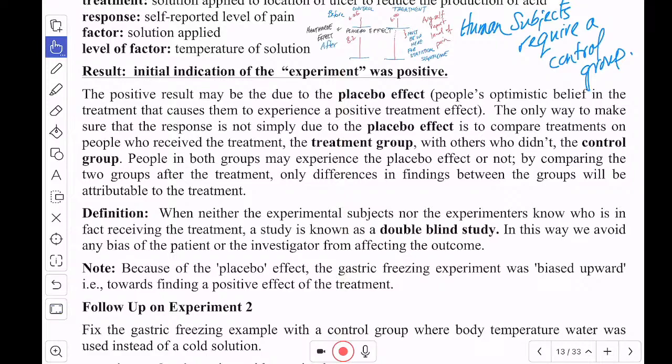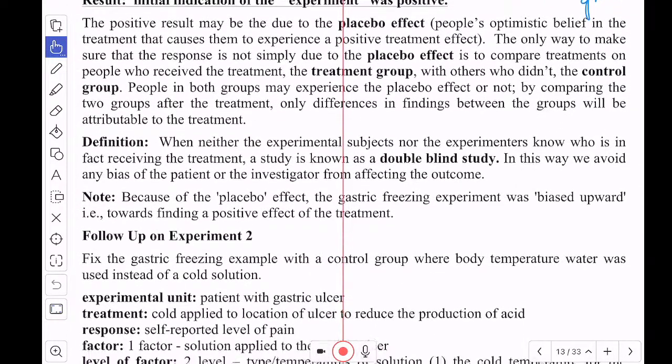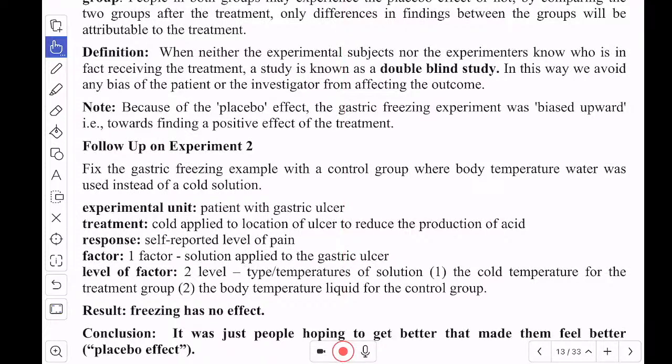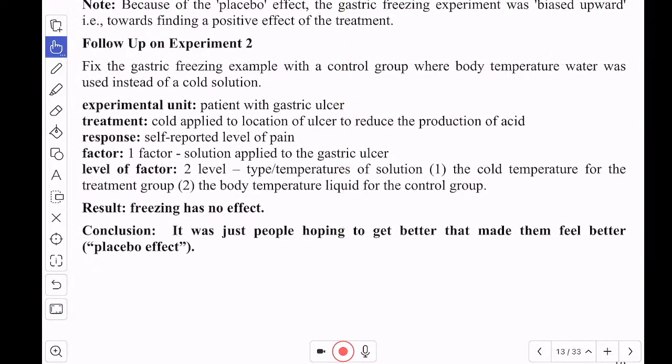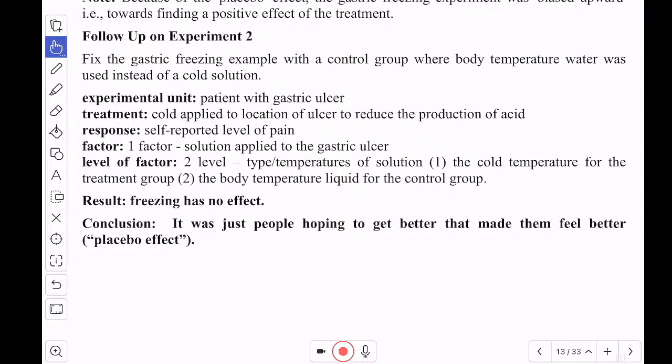Okay. So I just outlined how we would tease apart the elements of experiment 2. Still, the patient with the gastric ulcer is the experimental unit. The treatment will be the cold applied to the location of the ulcer to reduce the production of acid. The response will still be the self-reported level of pain. The factor continues to be the solution applied to the gastric ulcer.